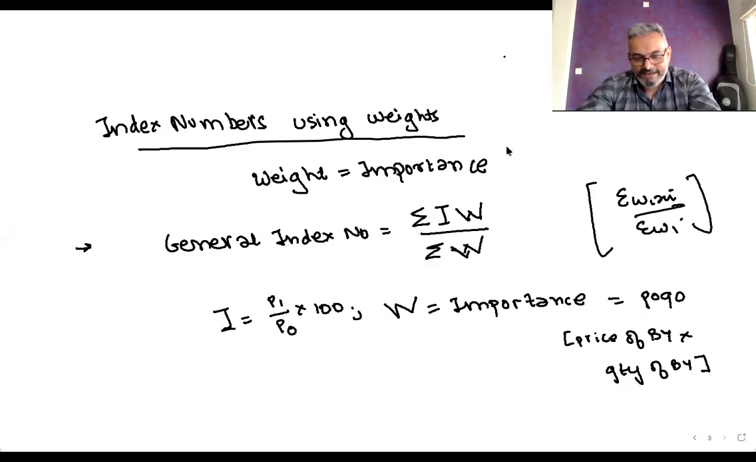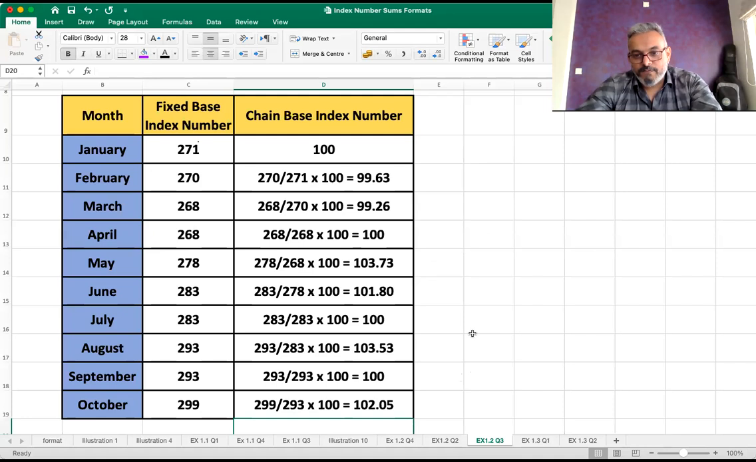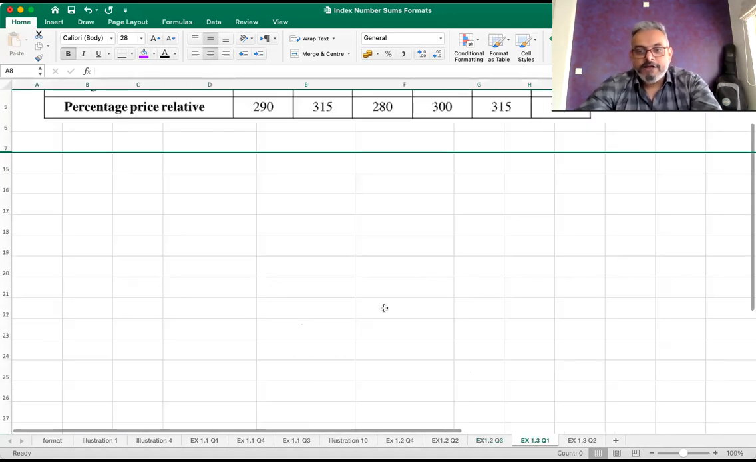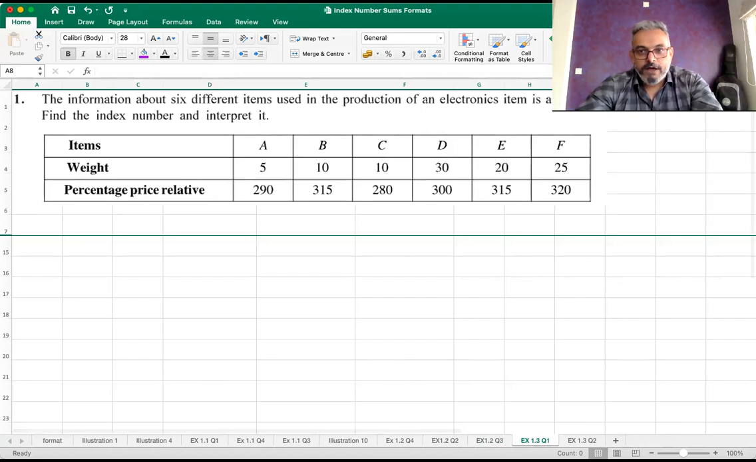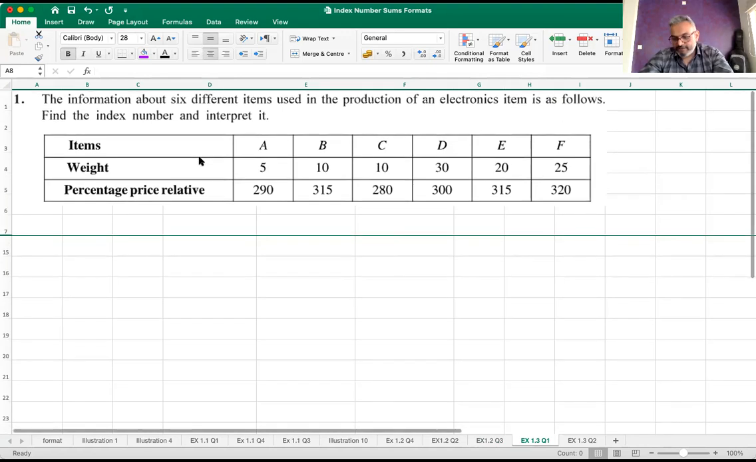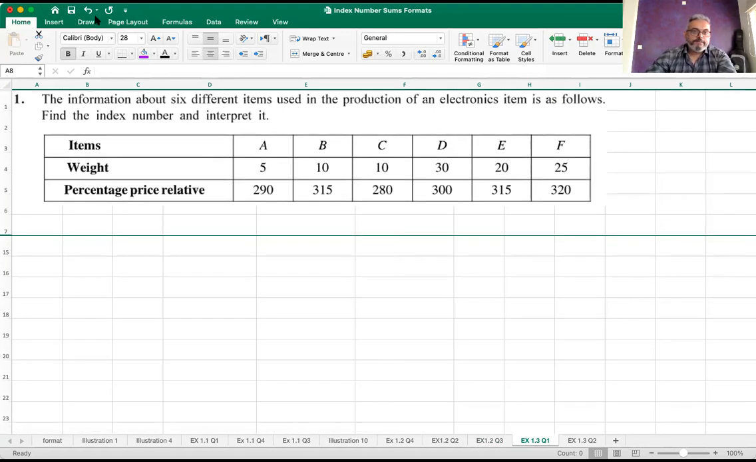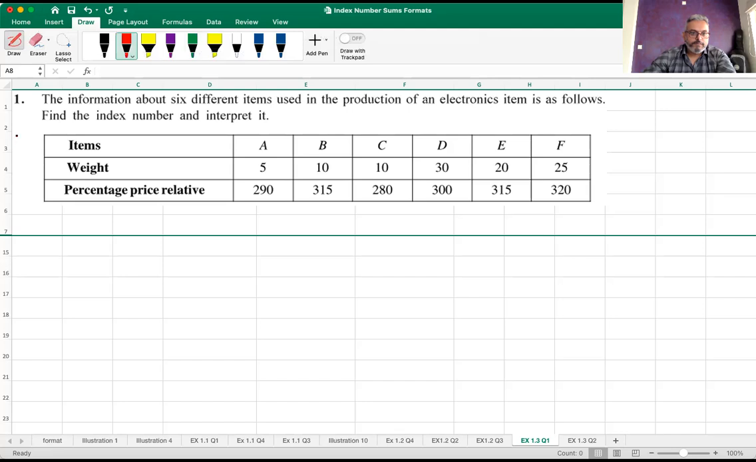Come to exercise 1.3 on page number 29. Exercise 1.3, page number 29, question number 1. Now, this type of sum can come for 2 or 3 marks.